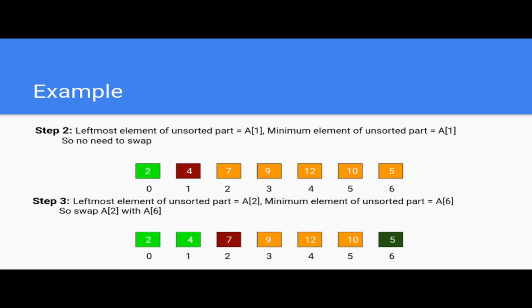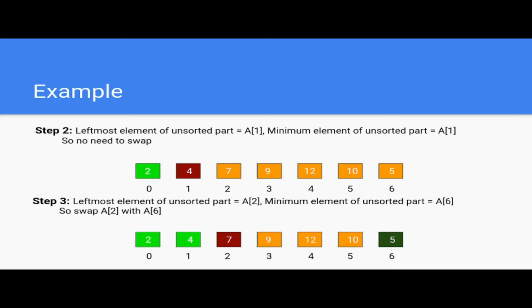Now let us move on, and now the minimum value element is the 4, which is in the position 1, and also the leftmost element of the unsorted array. So swapping it or not swapping it does not count much, and let us move to the next step. Here again the leftmost element of the unsorted part, which is 7, and the minimum element in the unsorted part is 5, which is in the position 6.